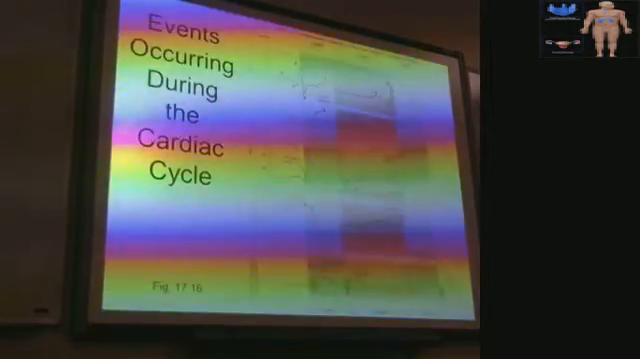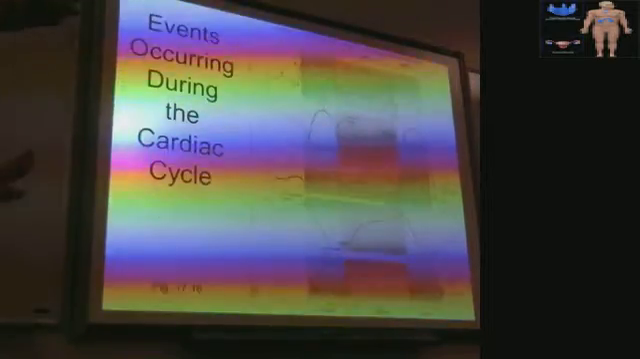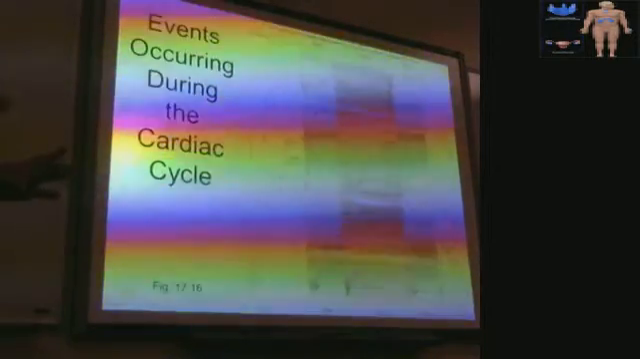Okay, events occurring during the cardiac cycle. From here down, don't get lost. Just pay attention to the top part, the PQRS and the T part. Don't worry about this. If you need to look at this to make the top make sense, do that. But don't look at this and think that you're going to have to memorize this part. But you do need to know the PQRST part.